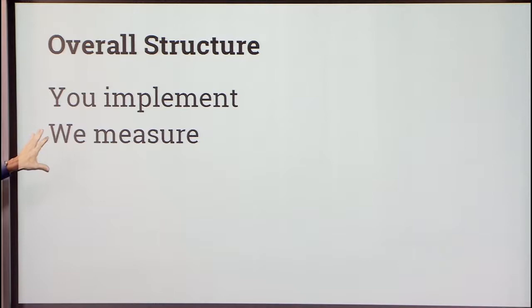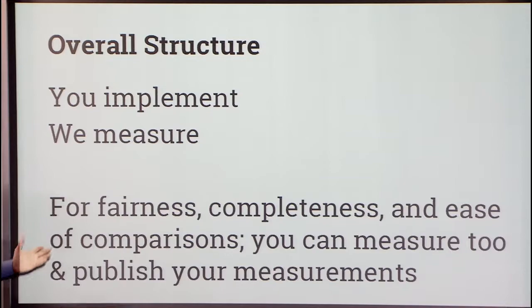Obviously, you need to measure in order to optimize, to know where you stand, but the idea is that there are official measurements, official timings that the organizing committee does. We want to do this for fairness, for completeness, and for ease of comparison. So we want eventually to come up with data that says this solver is fast on these problems and that solver is fast on those problems, so that people can see where things need to be improved, where there are opportunities, where there are black holes, and so on. Your data is your data, you can publish your data.